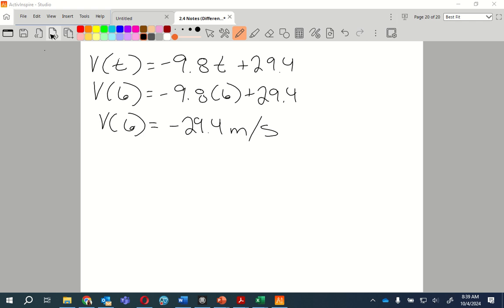Negative 29.4 meters per second. Now remember, velocity is a rate of change. You need to label it as a rate of change all the time. Distance over time. Are we okay with that so far? Surrey, did you get that?